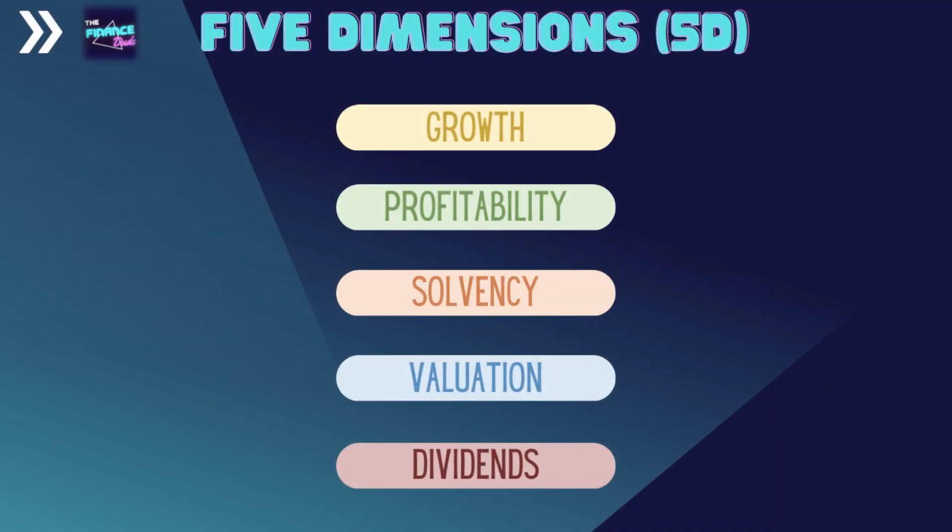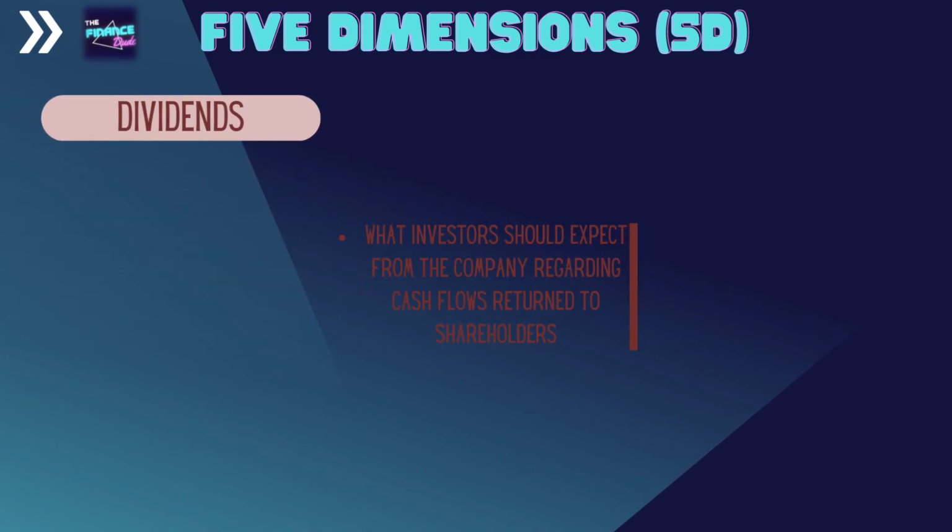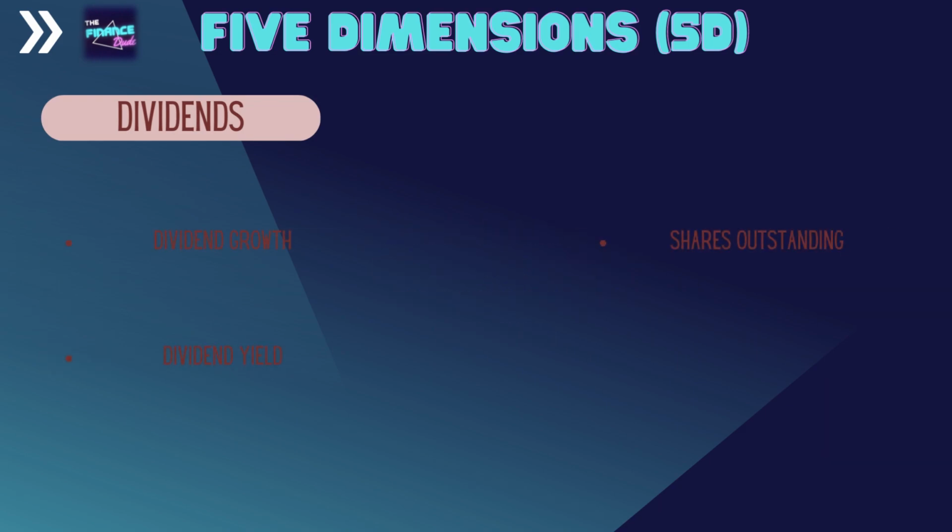To finalize this 5D presentation, we end with the not least important dimension: dividends. This dimension incorporates what investors should expect from the company regarding cash flows returned to shareholders. Here, dividend growth, dividend yield, shares outstanding, and dividend payout ratio are analyzed.